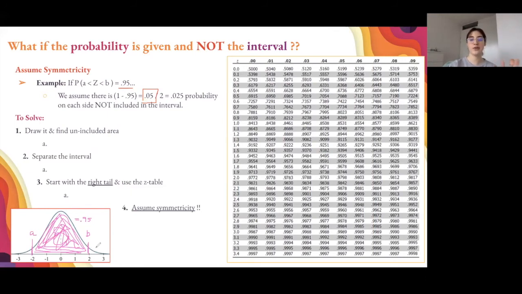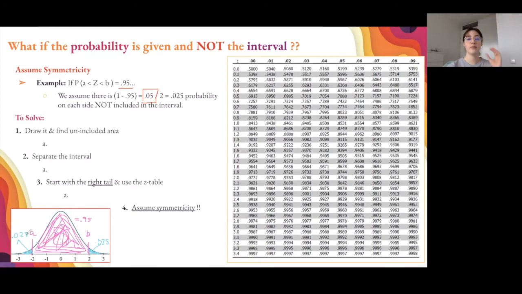And so this 0.05, since we're assuming that these intervals are symmetrical with each other, we assume that half of this 0.05, which I'm drawing in blue on the distribution curve, is going to be on the B side, and half is going to be on the A side. So if we divide 0.05 by 2, we get 0.025 on both sides, which makes sense.